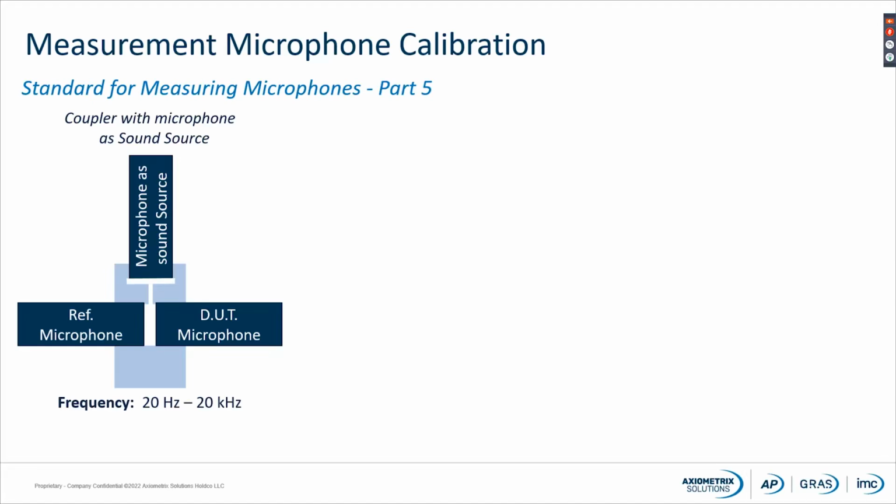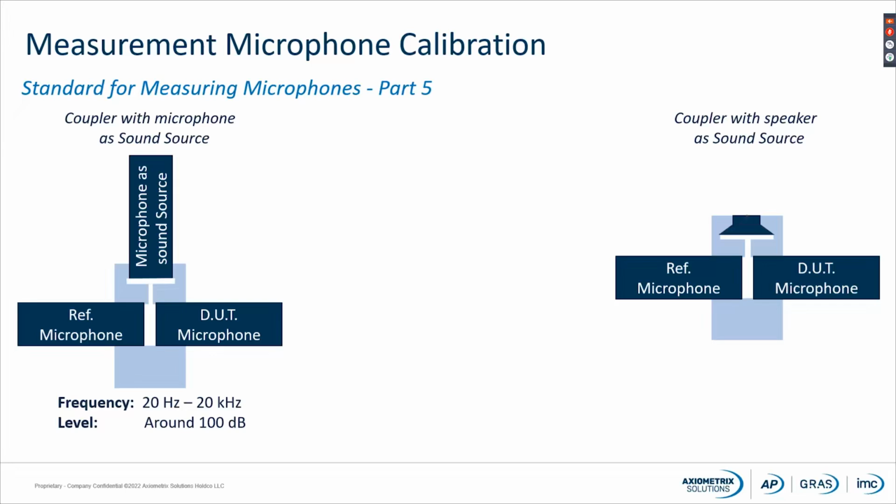By this, we are also able to calibrate at different frequencies in the neighborhood from 20 hertz to 20 kilohertz, and we are able to obtain a level of around 100 dB. We can also use a coupler with a speaker as a sound source, as we saw on the previous slide. Here we are normally able to obtain a frequency from 250 hertz to 16K, level from about 70 dB to 110 dB.